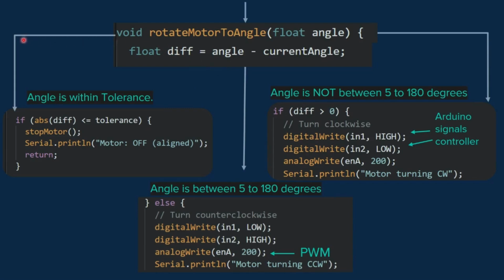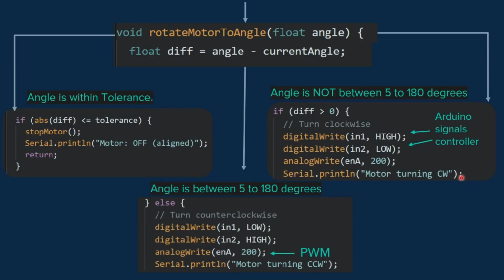First case is that the angle is within the tolerance. If this happens, we stop the motor and no motion has to be done, since the wind turbine is facing the wind head on. If the angle is not within the tolerance, rather from 5 to 180 degrees, this difference will be positive and the motor will rotate clockwise. We establish this by changing this to high and this to low. We establish the speed of the motor and print the direction in which it is rotating.